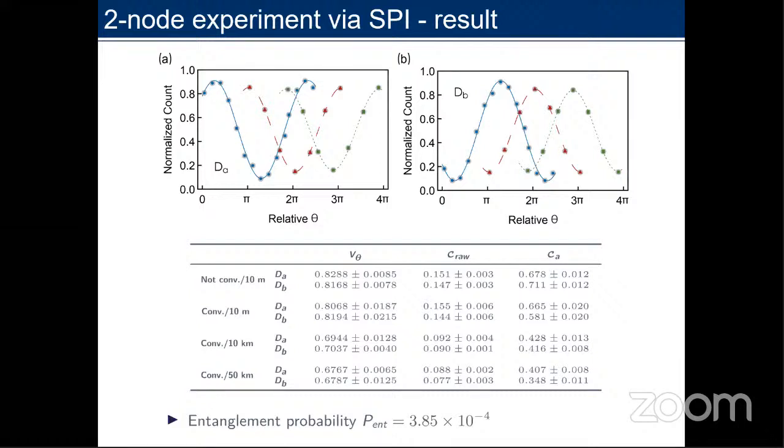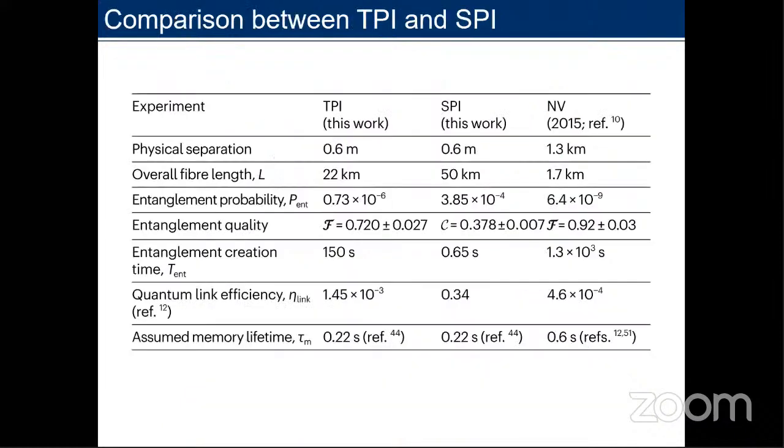We also evaluate the entanglement quality through concurrence. So for the concurrence, if the value is higher than 0, it means that entanglement is detected. It's clear that up to 50 kilometers, the two memories are entangled. The entangling probability per trial at 50 kilometers is about 4 times 10 to the minus 4.